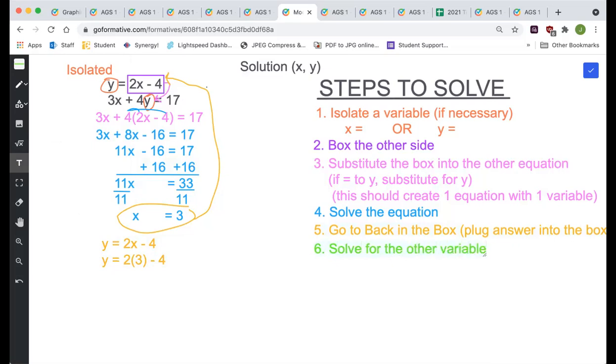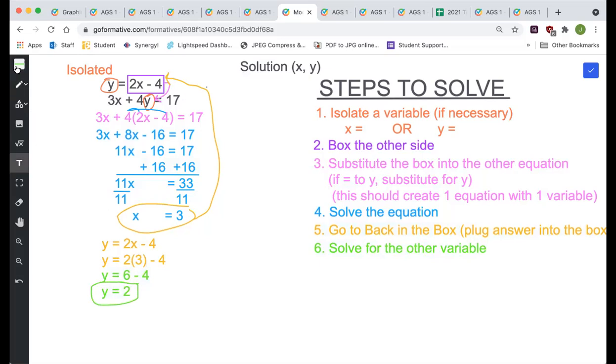Right, so solve for the other variable. In this case, we're solving for y since we already know what x is. At the beginning, we could have had the equation that was x equals, and we could have solved for y first. Doesn't matter. But now we're solving for the other variable. y equals 2. Look at that. We have our x. We have our y. We have everything we need, thanks to back in the box.